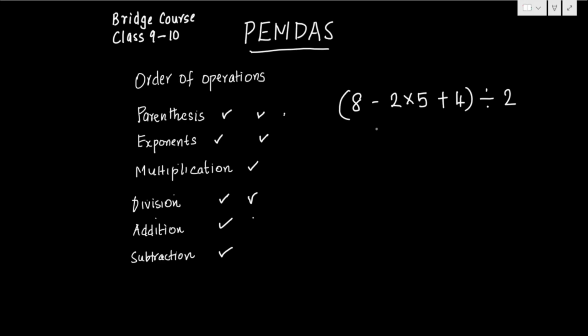First of all, you know that you have to solve whatever is inside the parenthesis. Once you're inside the parenthesis, again use the same order of operators. Inside the parenthesis, is there any parenthesis? No. So that is fine. Is there any exponent? No. Is there any multiplication? Yes. So let us do the multiplication first. 2 fives are 10. So what will be remaining?